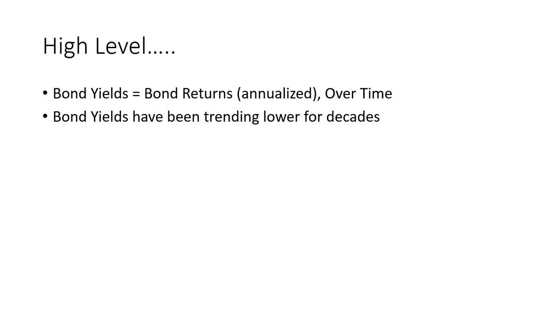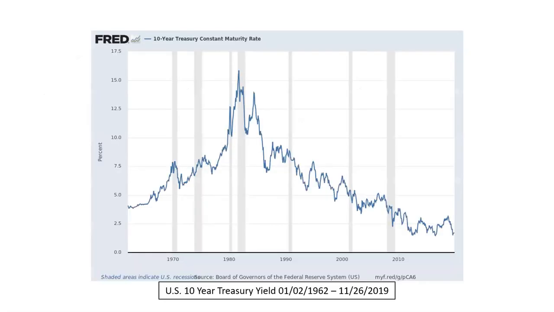The other thing to understand is that bond yields have been trending lower for decades, and let's take a look at that now in the next slide. What we're looking at here is a chart of the U.S. 10-year Treasury yield from January 2nd of 1962 through November 26th of 2019. This chart comes straight from the St. Louis Federal Reserve website. And on the left side of the chart, we started off back in '62 with a yield of about 3.5%.